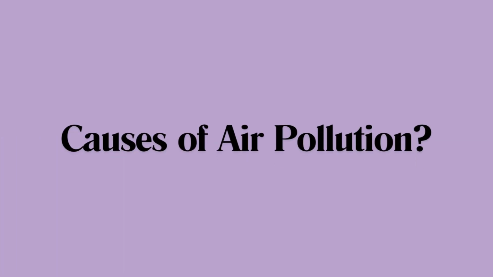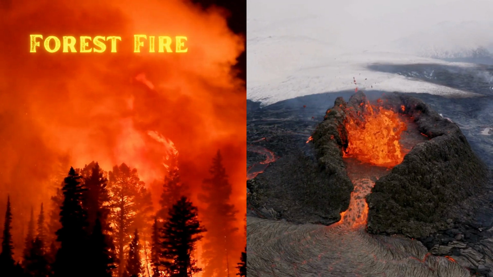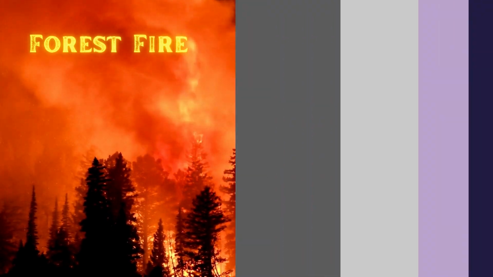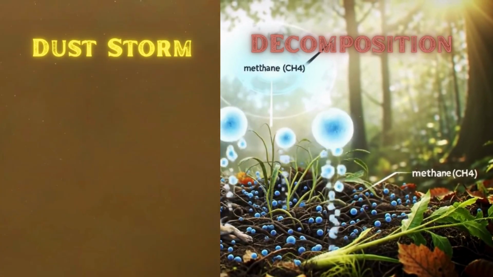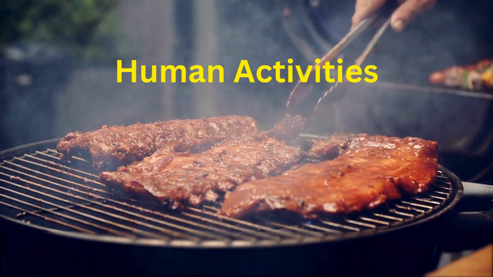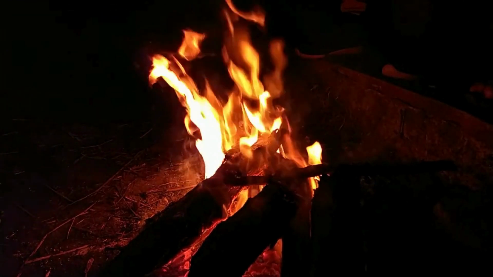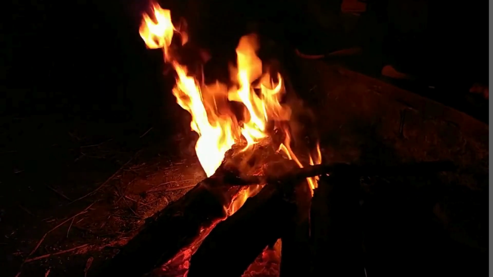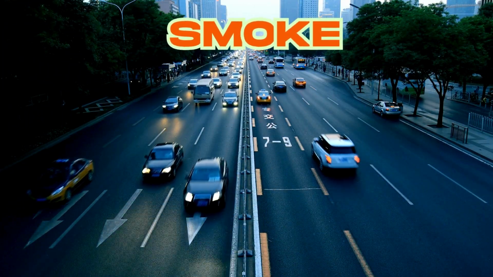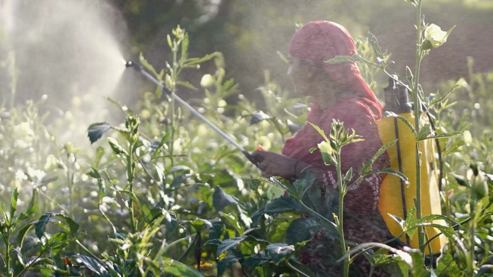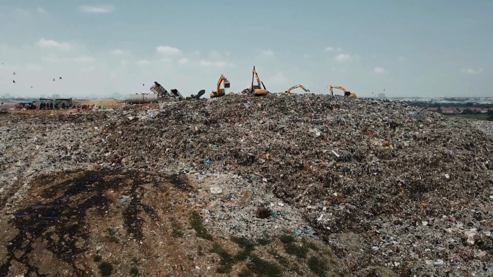There are many causes of air pollution. Sometimes these causes are natural, for example, forest fires, volcanic eruptions, dust storms, and the gases released during decomposition of organic matter. But most air pollution results from human activities. When we burn fossil fuels to produce energy, they release a lot of gases into the air, as well as smoke from factories, power plants, vehicles, chemicals, airplanes. Fumes from spray cans and methane gas from landfills cause air pollution.